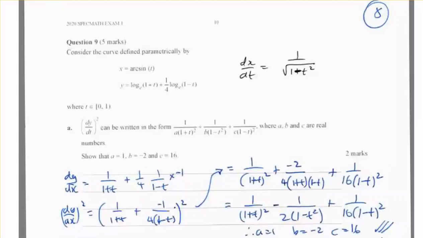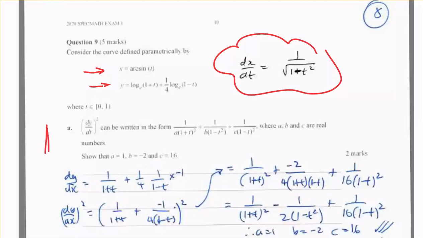Question number 9 is parametric equations in terms of x and in terms of y. And this is an inverse sine, so dx/dt is 1 on the square root of 1 minus t squared. So the first part I have to show that (dy/dt) squared is going to be in this form.